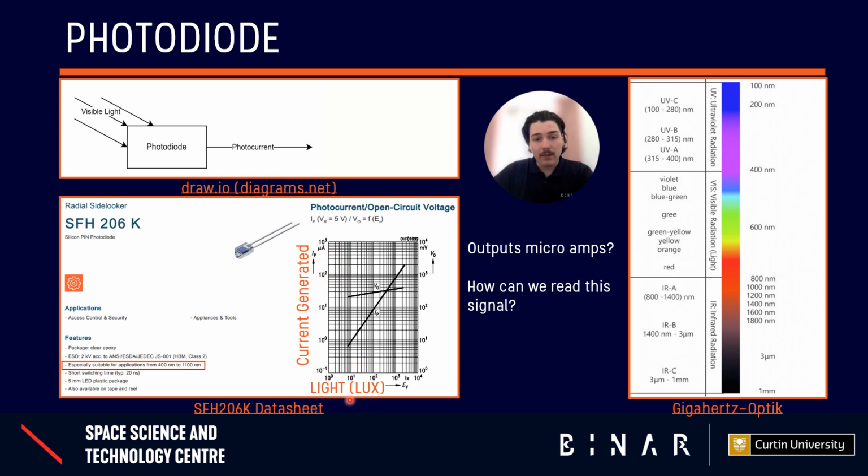And then the lux is also on a logarithmic scale, which you can see. So 10 to the 0, 10 to the 1, 10 to the 2, 10 to the 3, etc. So you can see that it looks like a straight line, but it's actually not a linear relationship.